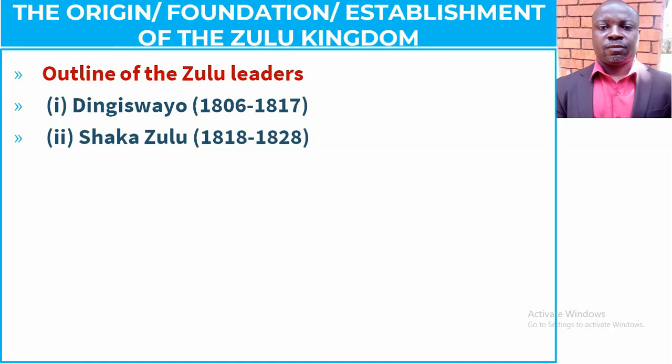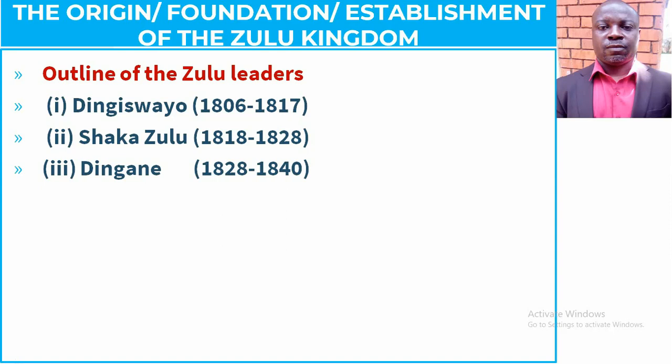The father died in 1816, and then Shaka took over in 1816, and he expanded the kingdom in 1818. That is when he started expanding the kingdom. It was after the death of Dingiswayo in 1817, and then Shaka expanded the Zulu chiefdom to even swallow the Mthethwa kingdom, which was under Dingiswayo.